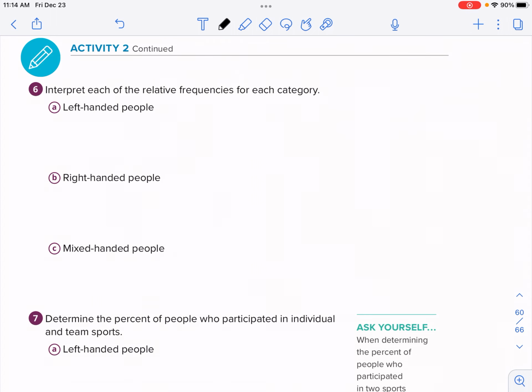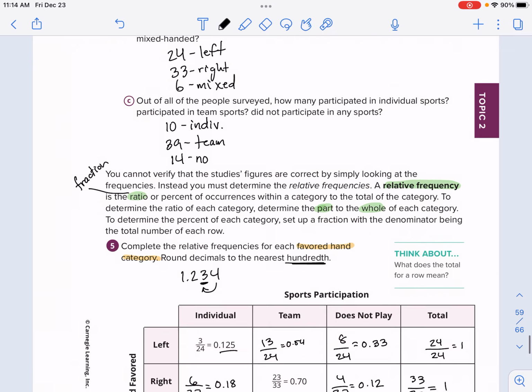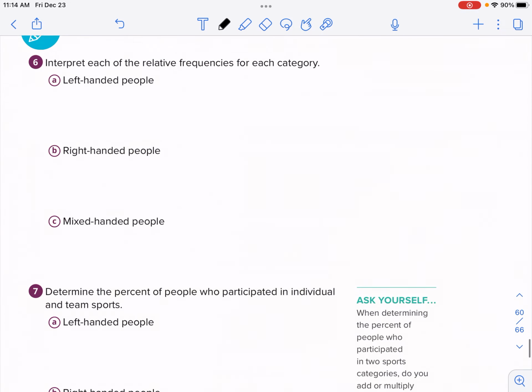Okay, interpret each of the relative frequencies for each category. So left-handed. For left-handed, it was specific for left-handed. If we move this 2 spaces to the left, this is 12.5%. So 12.5% played individual sport.